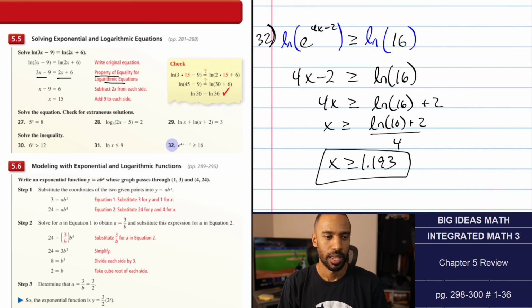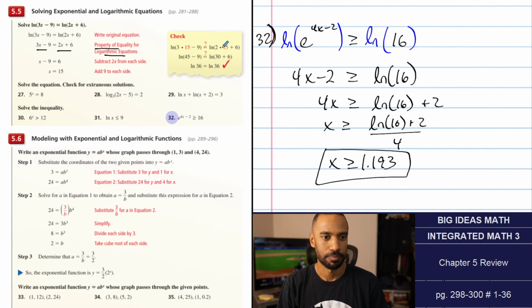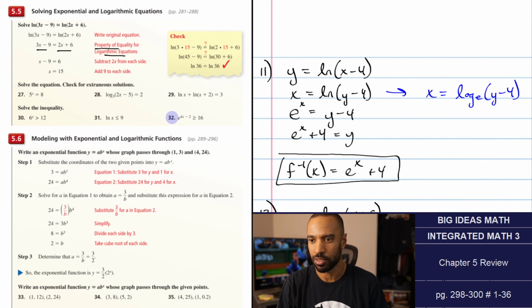Looks great. And that is a lot of section 5.5. Pretty good questions. There are others that could have been involved. There were no matching base ones here.